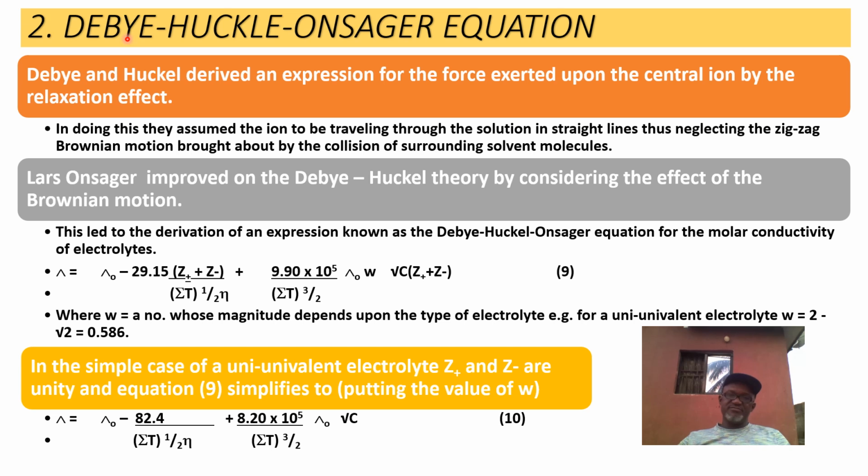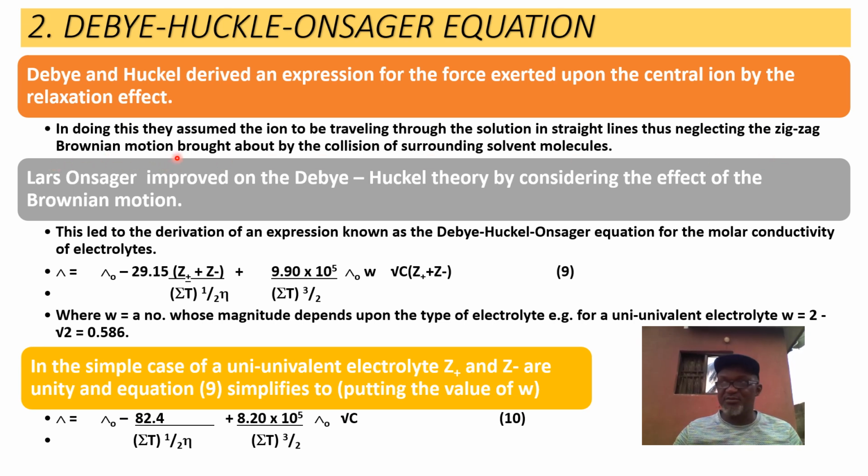The second one after the Debye-Huckel equation is the Debye-Huckel-Onsager equation. Now, as you see, it means that we have an addition by Onsager. And what happens here is Onsager put up a proposal by considering the Brownian motion. Debye-Huckel was looking at the motion of ions in straight form in solution. But actually, when these ions are in solution, they don't move straight. There will be zigzag Brownian motion.